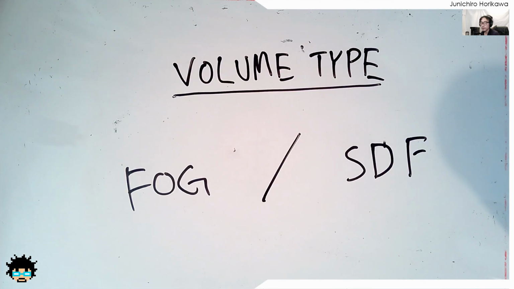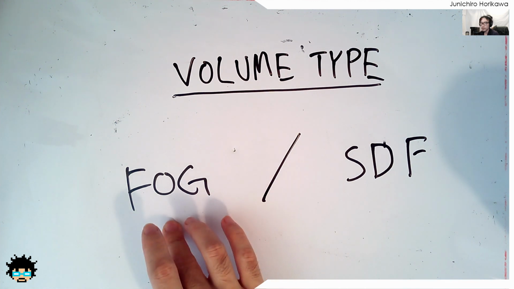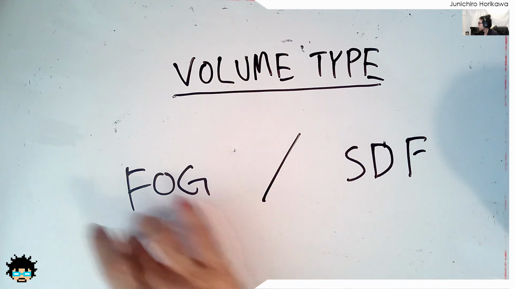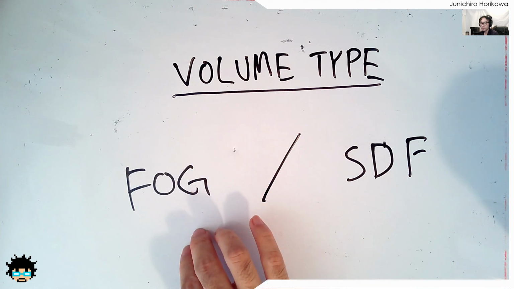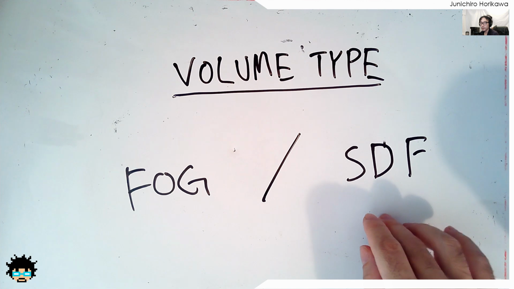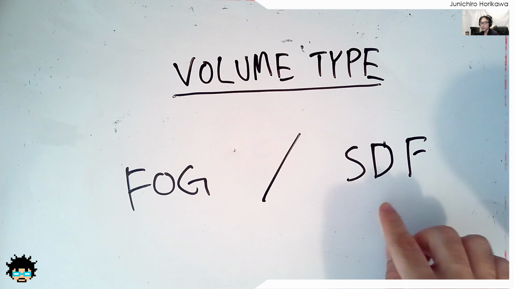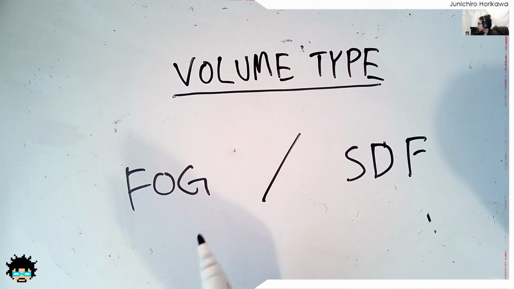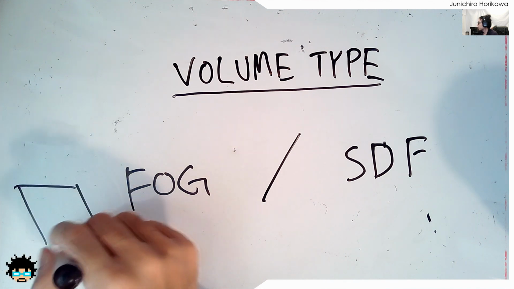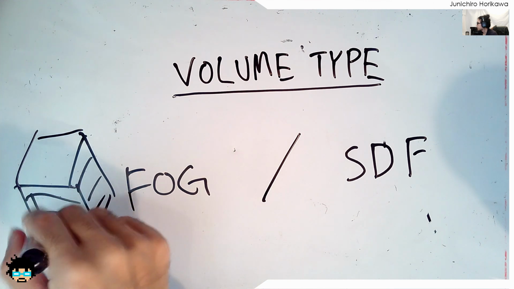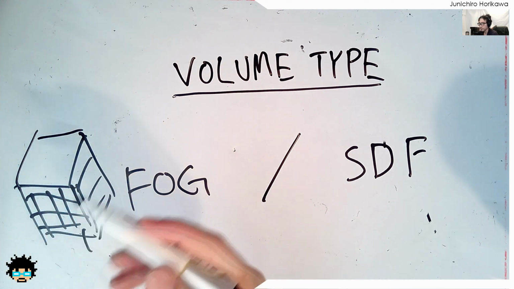Now in Houdini, there are mainly two types of volumes. One is called the fog type and one is the SDF type. The one that we're going to deal with in these sessions is the fog type. For the SDF type, I'm going to talk about it in other videos, as it's a bit more advanced topic. The fog type volume is the one that I was explaining about. It is a 3D grid with voxels, and in each voxel you have a density value in order to express a fog-like environment.